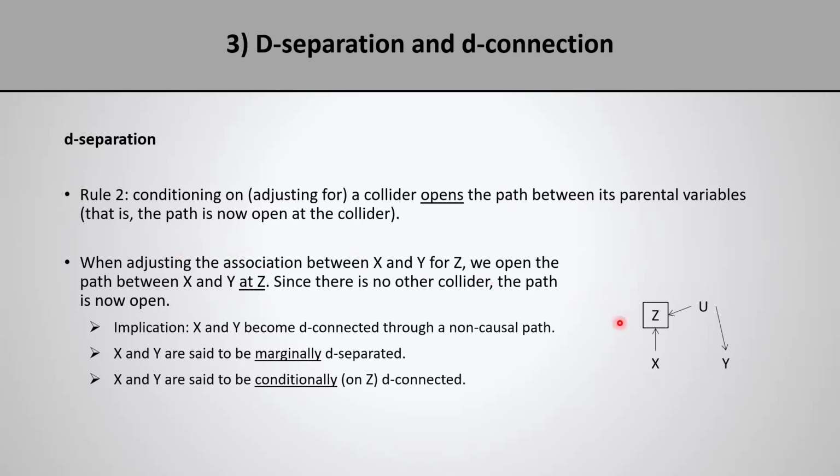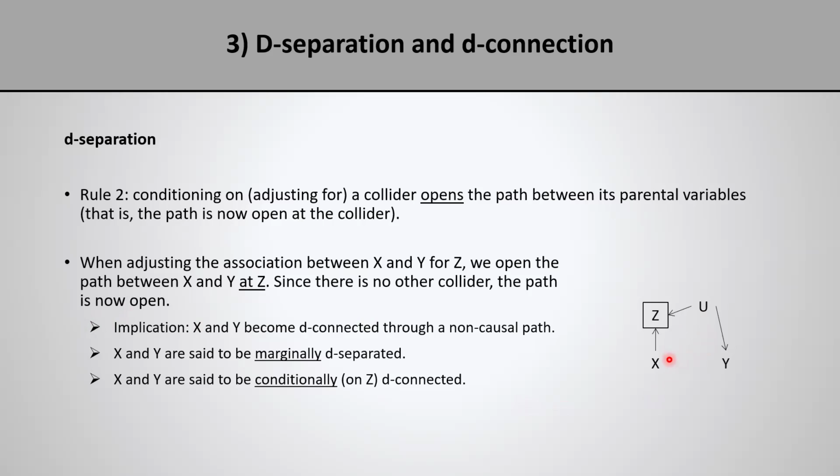So in our example here, the path between x and y was originally blocked at z, but now we are conditioning on z. Say we're restricting our analysis to a particular level of z. And I am indicating conditioning by a box around the variable. And since this path has no other collider, the path is now open. And the implication here is that x and y become d-connected through a non-causal path.